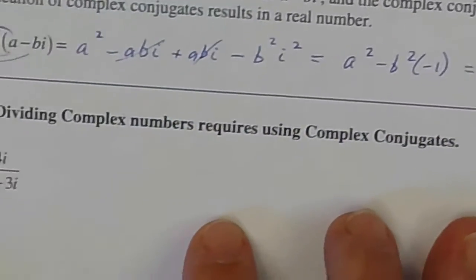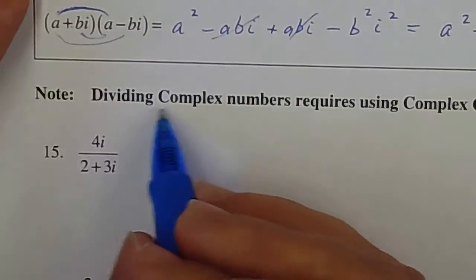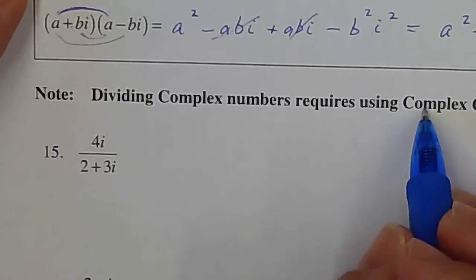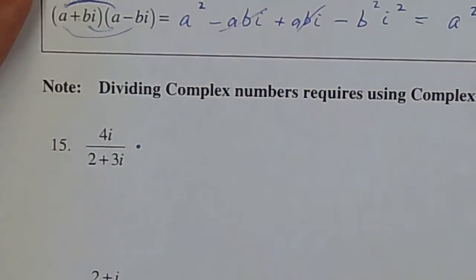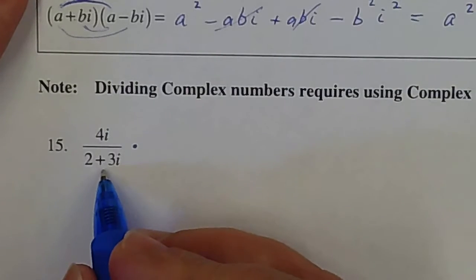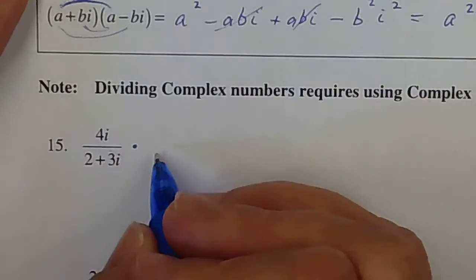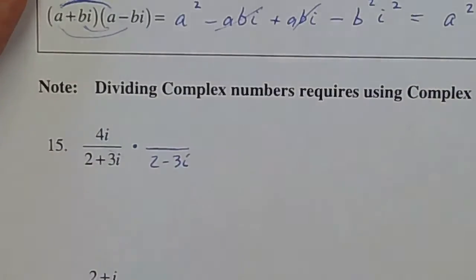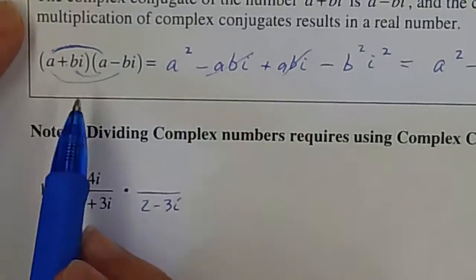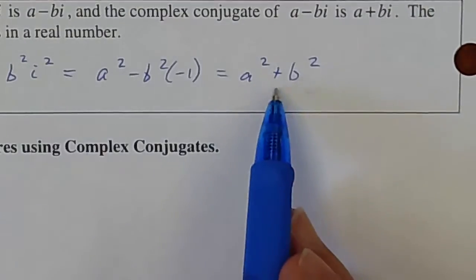All right, so when we have a problem like 15, we're going to use that to our advantage. Dividing complex numbers requires using complex conjugates. Let me show you. What I'm going to do is multiply this denominator by the complex conjugate of 2 plus 3i. So that's 2 minus 3i. Why am I choosing to do that? Because I'm using this to my advantage. I know when doing that, it will result in something that doesn't have an imaginary unit.